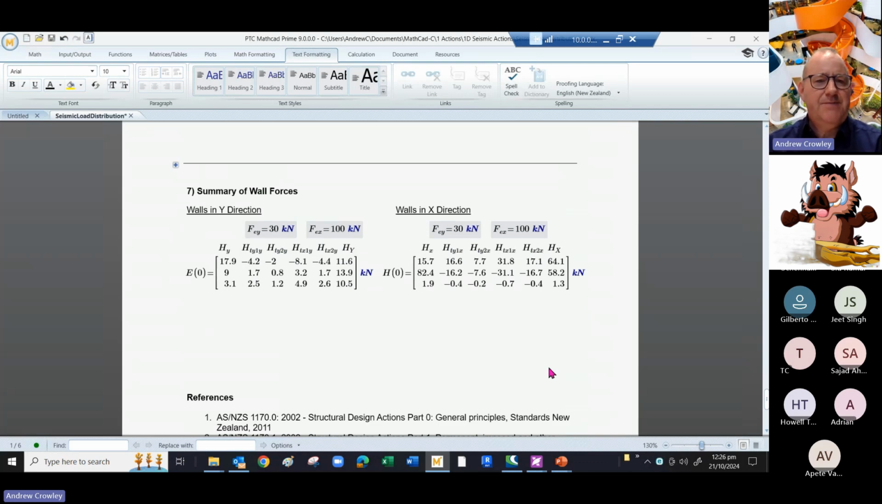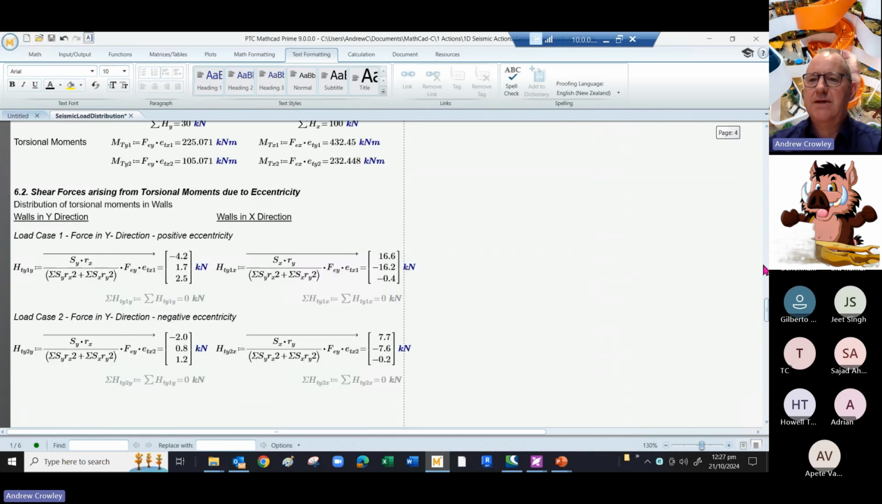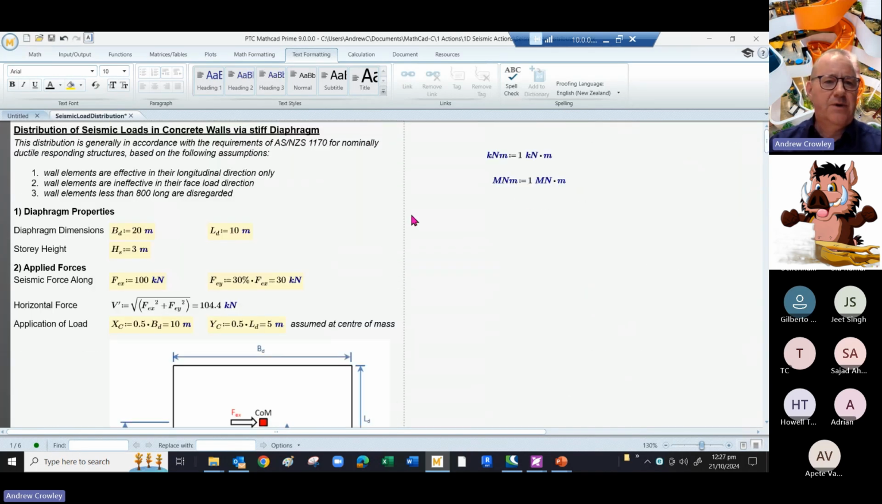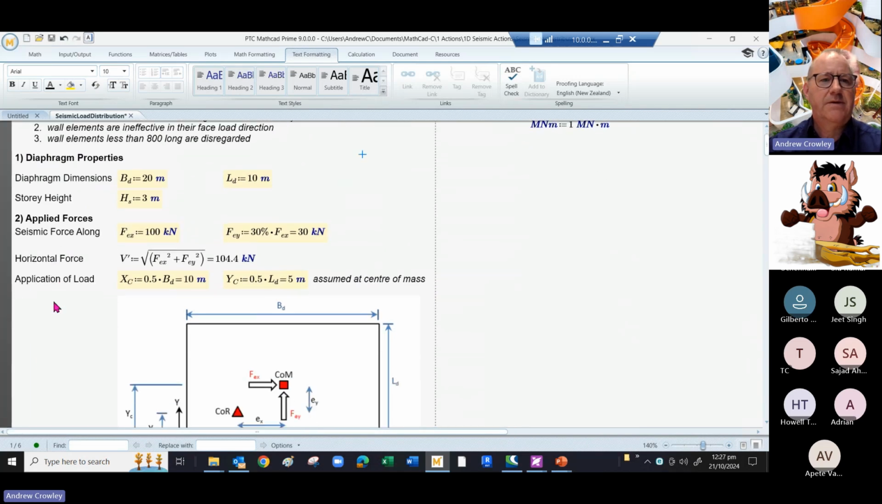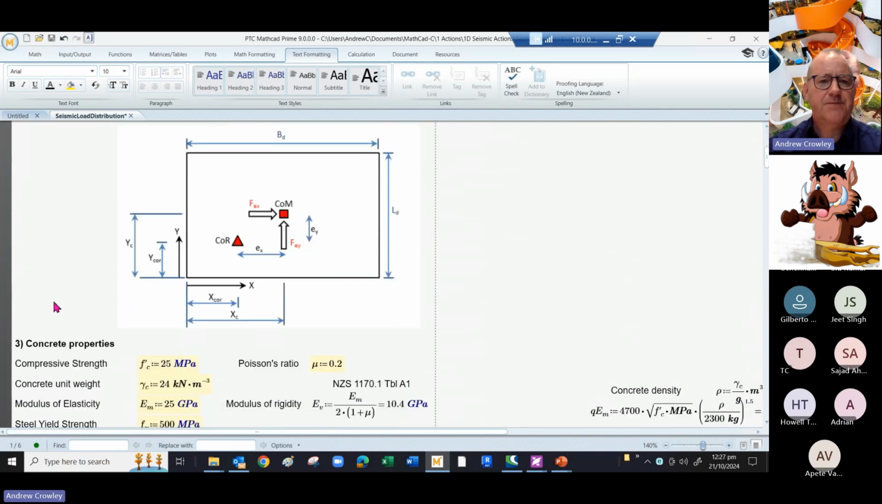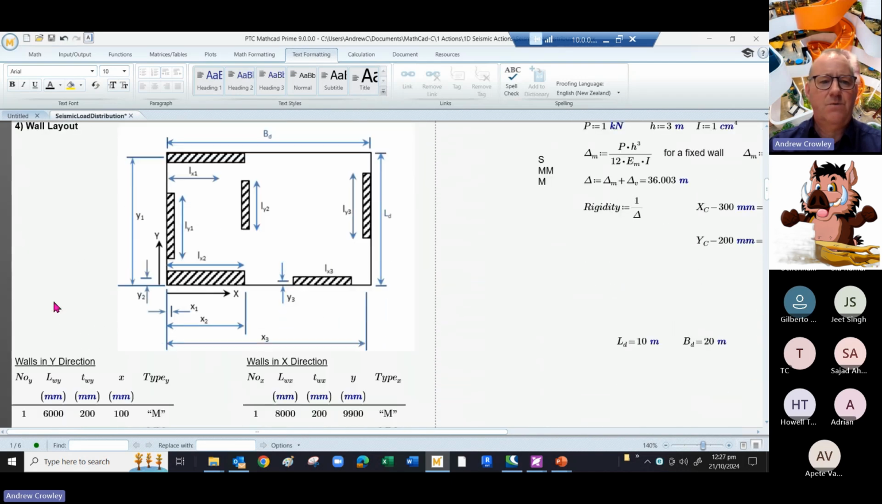I said I'd do it again, and I will do it again. So I'm going to show my working out for the benefit of the Mathcad geeks. So we go back to the beginning, and let's make it a little bigger. So we put in our dimensions as we've shown. There's our wall layout.